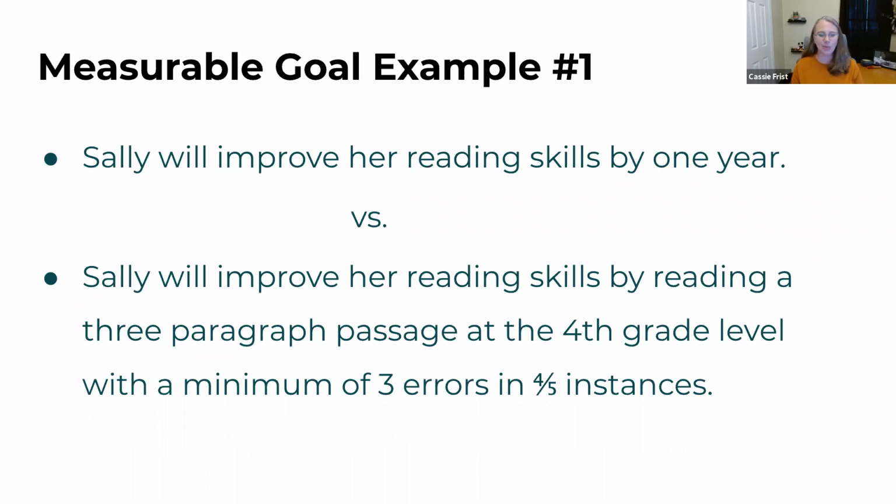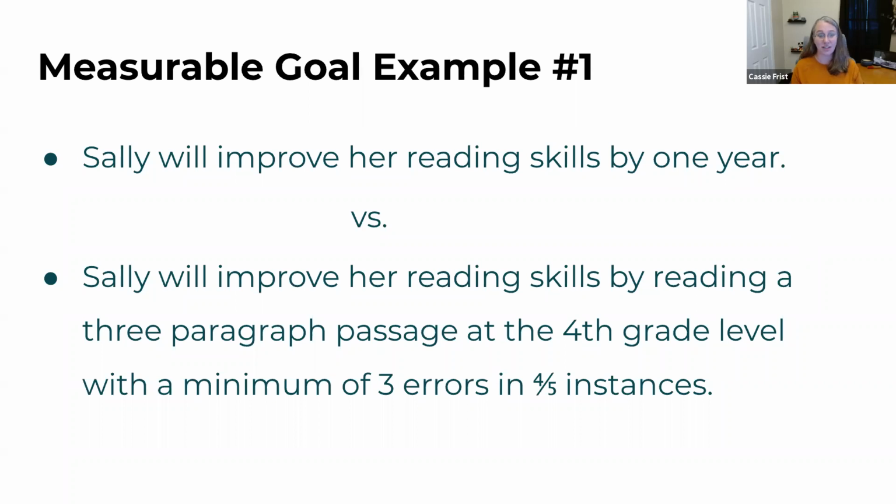Instead, we could say Sally will improve her reading skills by reading a 3-paragraph passage at the 4th grade level with a minimum of 3 errors in 4 out of 5 instances. Ooh, okay. Well, now we know what she's reading. She's reading a 3-paragraph passage at the 4th grade level. Okay, great. That is maybe the end goal. At 1 year, we want her to be able to do this. Awesome. With a minimum of 3 errors, maximum. That should probably be maximum. There's a typo in there. A maximum of 3 errors in 4 out of 5 instances.